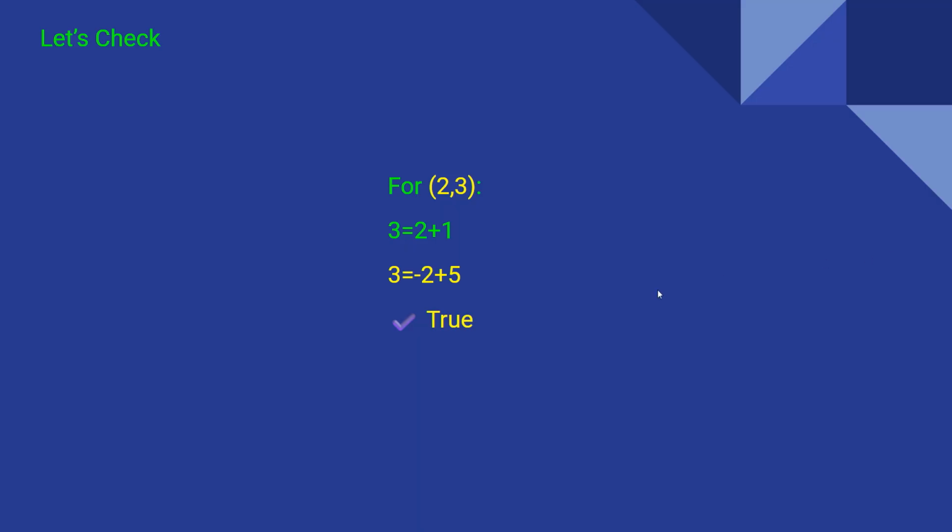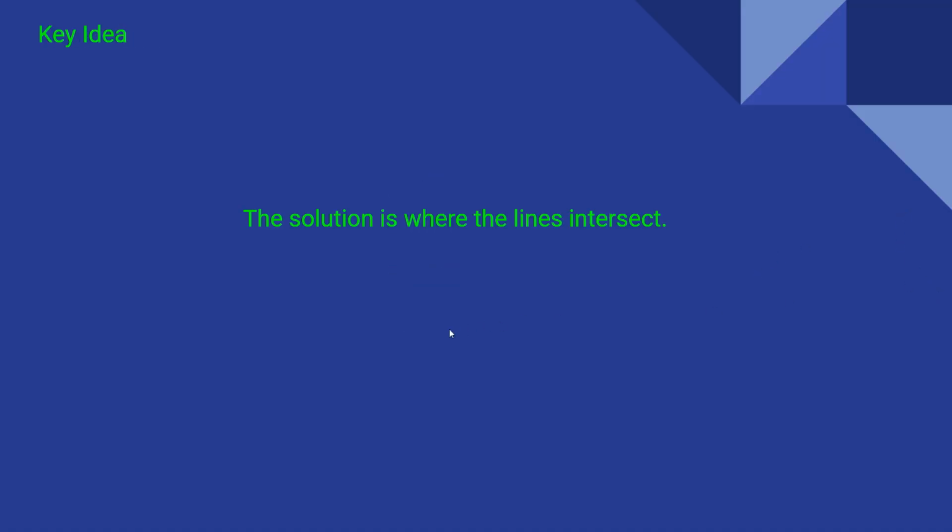Let's check for (2, 3). For the first equation, 3 equals 2 plus 1. For the second equation, 3 equals negative 2 plus 5. And that is true. The solution is where the lines intersect.